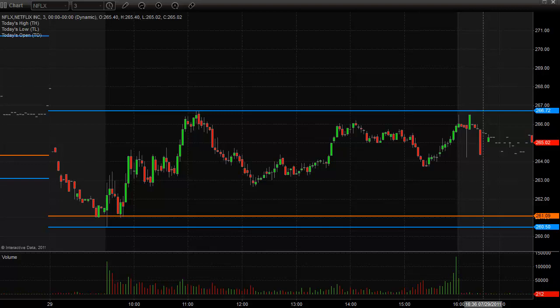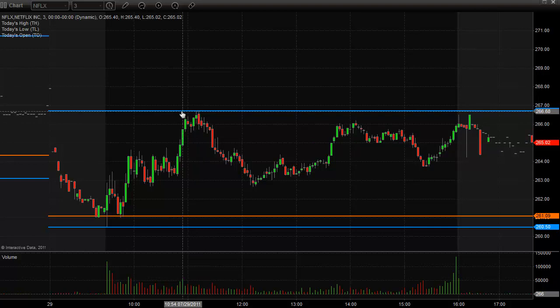We're looking at a chart on Netflix. This is a 3-minute chart. You can see this lower blue line here represents the day's low. This orange line is the open, so that's where Netflix opened today at that price point, 261.09, and then this upper blue line is today's high.